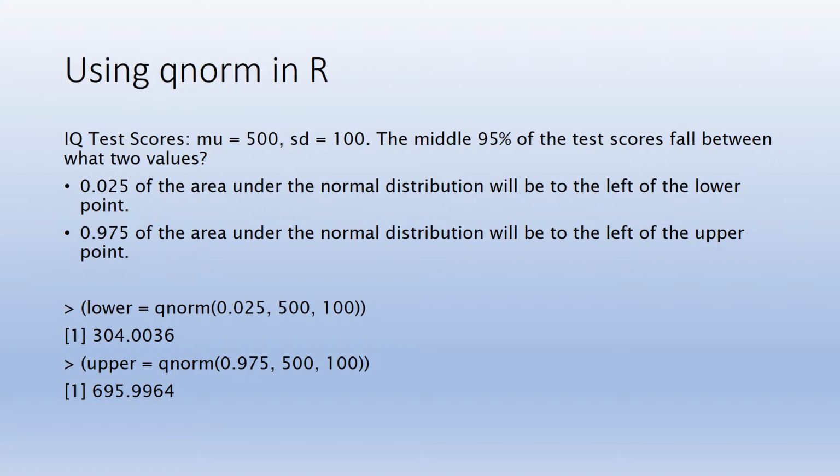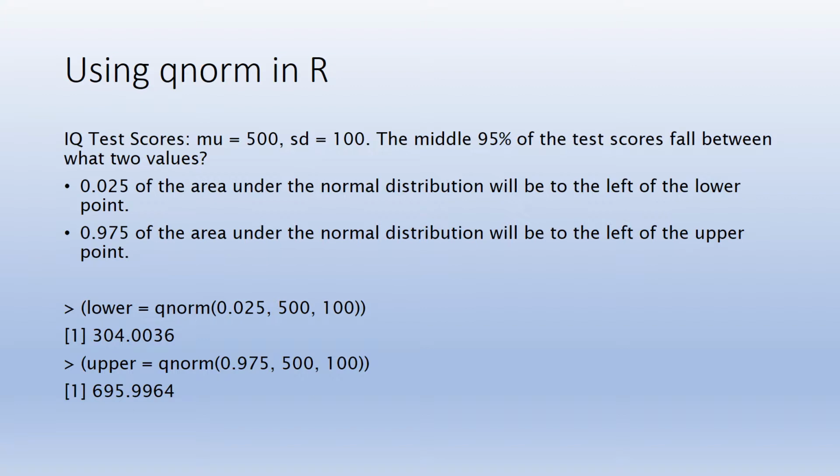The next question we can answer with qnorm is this. The middle 95% of test scores fall between what 2 points? For clarity, I will call the lower point score 1 and the upper point score 2. If the middle 95% of the area falls between these 2 points, this means that 2.5% of the area is below score 1 and 97.5% is below score 2.